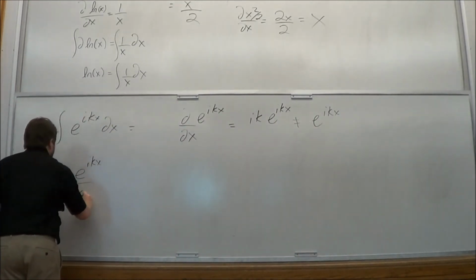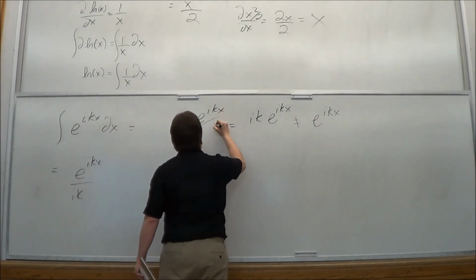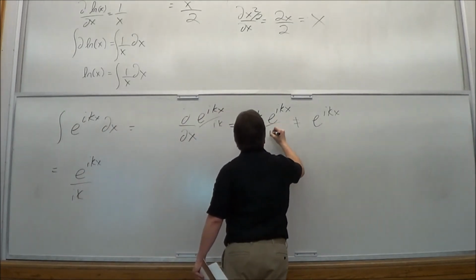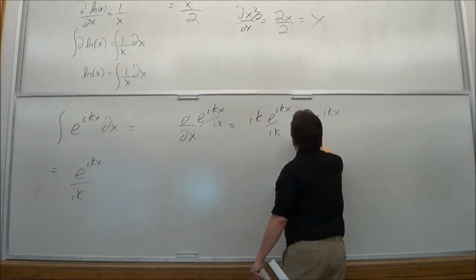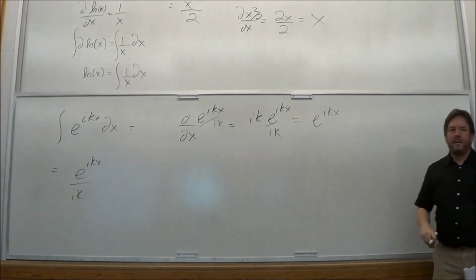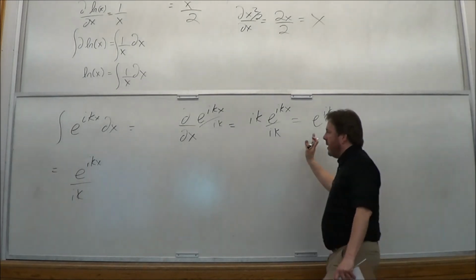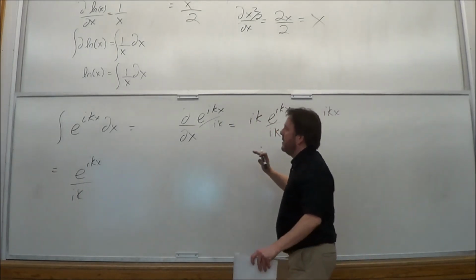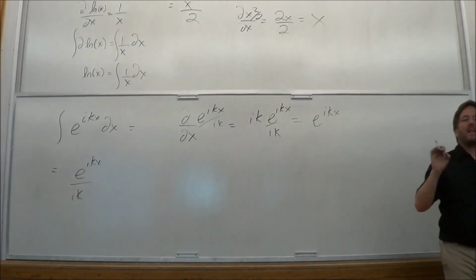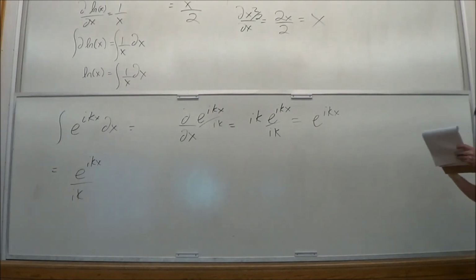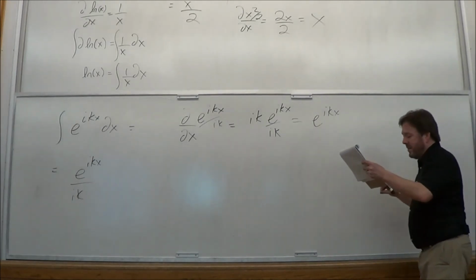Divide by ik. Right, divide by ik. I know this is very simple. Ik. And that is equal to e to the ikx. There you go. I can't emphasize this enough. I think this is a really good way to do these, and you're going to be doing them a very, very, very large amount. You even have a question on your present homework where you have to do this.